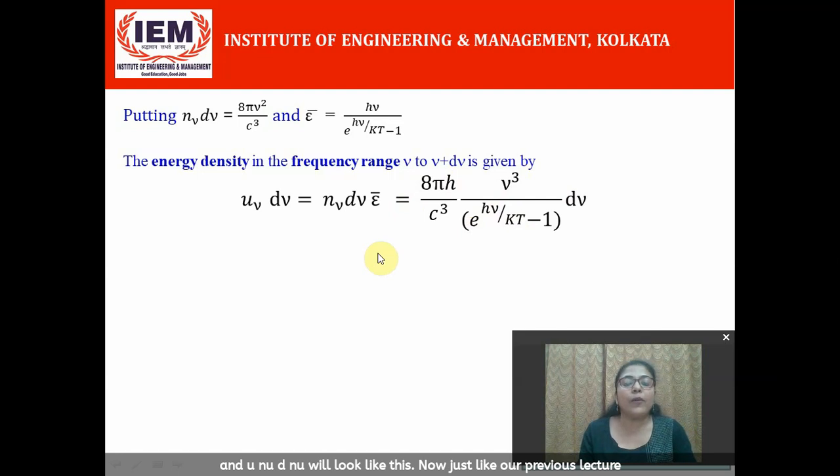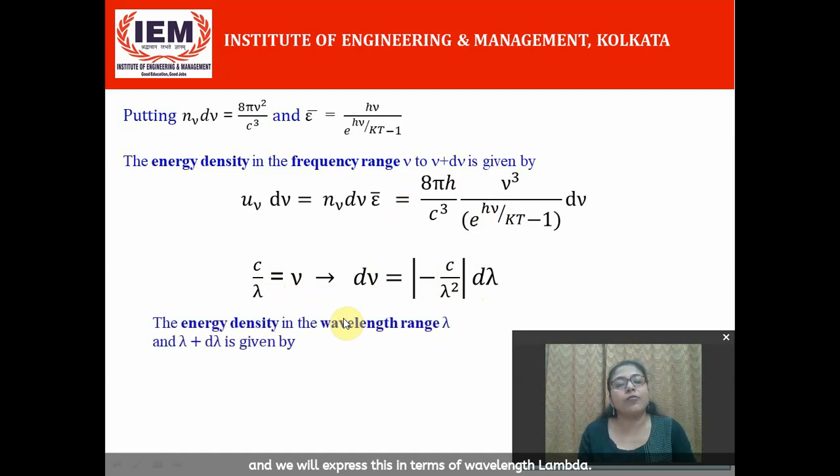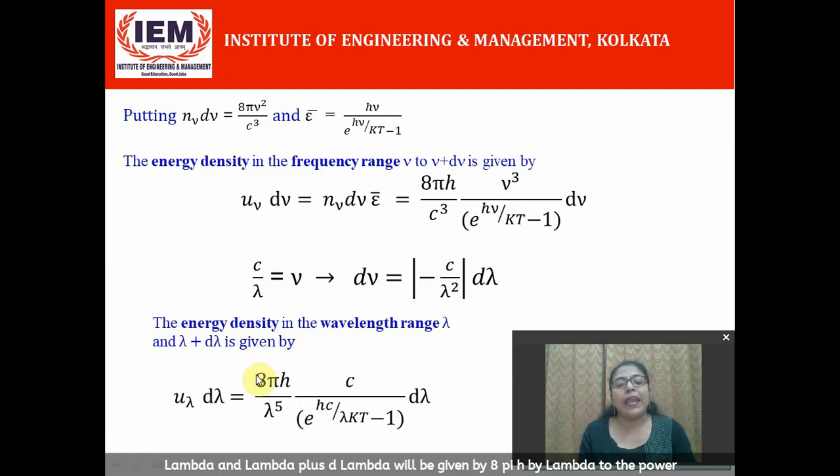Now just like our previous lecture, we know that the relation between nu and lambda is c by lambda equal to nu, and d nu will be mod of c by lambda square d lambda, and we will express this in terms of wavelength lambda. So the energy density in the wavelength range lambda and lambda plus d lambda will be given by 8 pi h c by lambda to the power of 5, over e to the power of hc by lambda kT minus 1, d lambda.